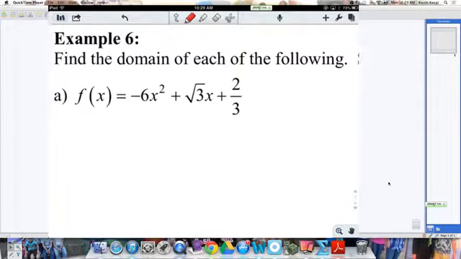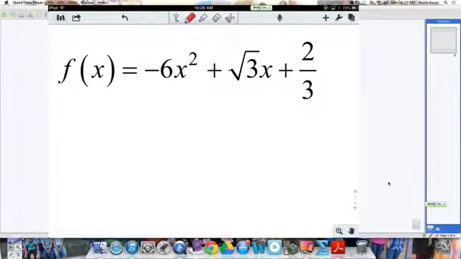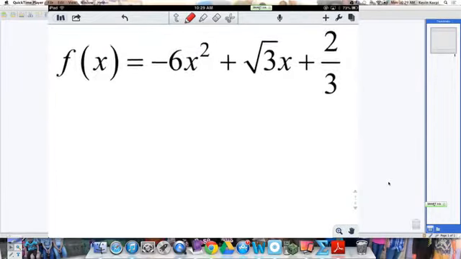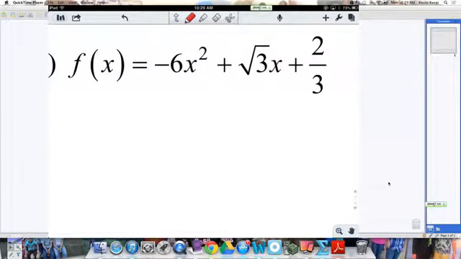Remember, there's two hurdles we have to clear, right? We don't want to take square roots, fourth roots, or sixth roots of negative numbers, and we don't want to divide by 0. We have 3 terms in this problem now. It's a different example, but same exact instructions. If you have more than one term, each term has to clear both hurdles. Okay, so let's do that.